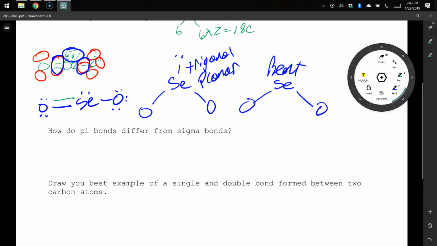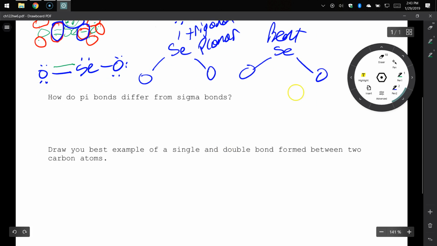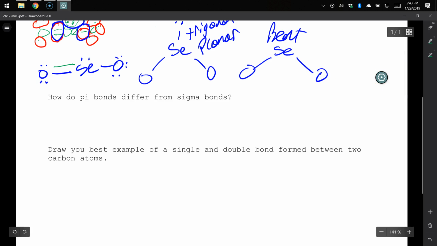Okay. Pi and sigma bonds, what do you want to say about those? Pi bonds are double bonds formed around sigma bonds. All right. Anything else you want to say about that? Pi bonds are on the outside, so they're reactive. Okay. On the inside. All right.